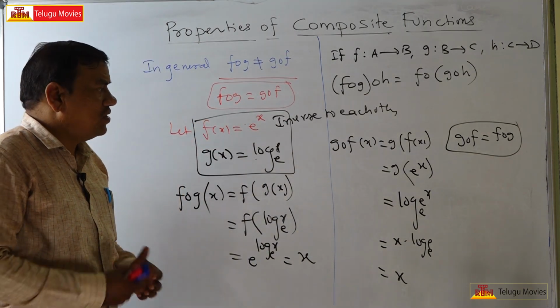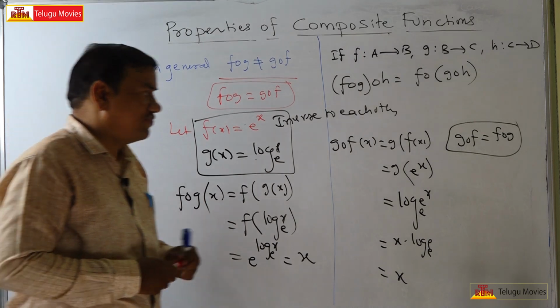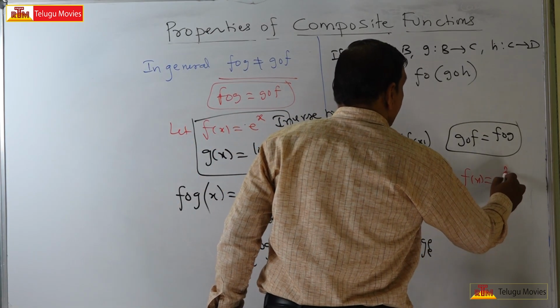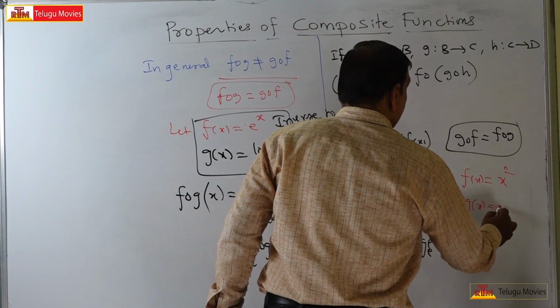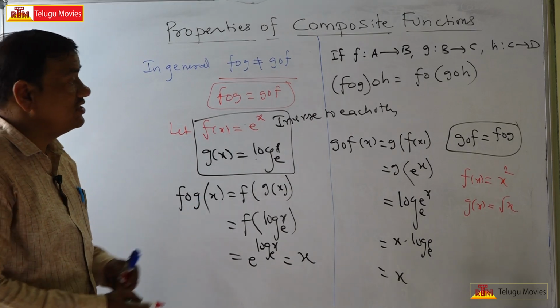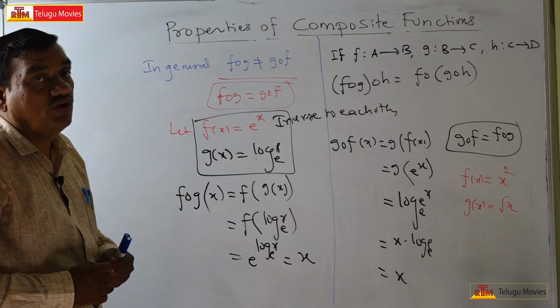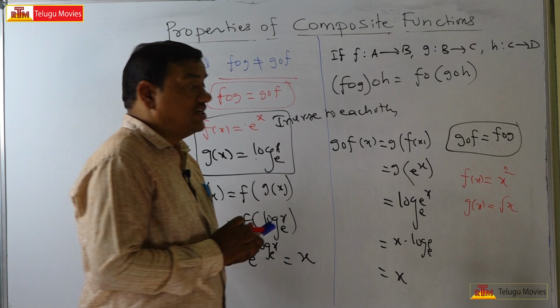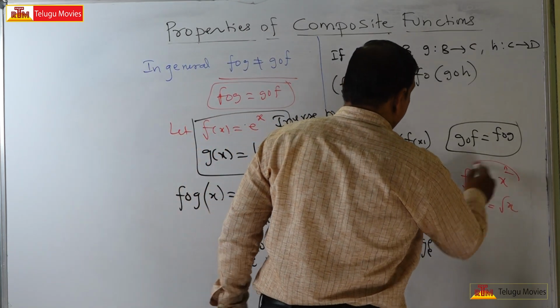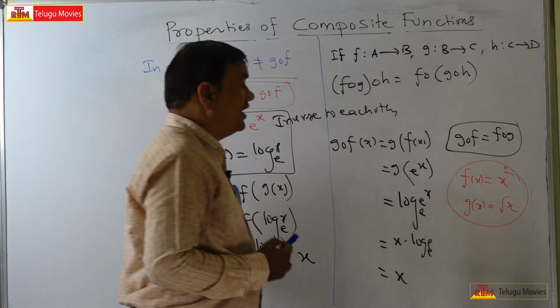Understand this? So in objective examinations also, for example, if f of x is equal to x square and g of x is equal to root x, then for both f circle g and g circle f, you will get the same thing. So if both are inverse, check whether you will get it or not. I just wrote it orally.